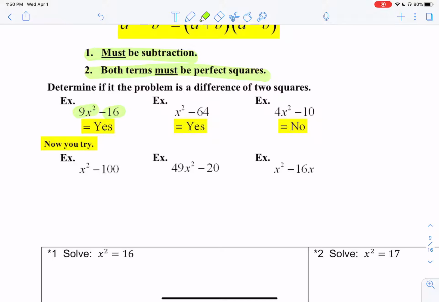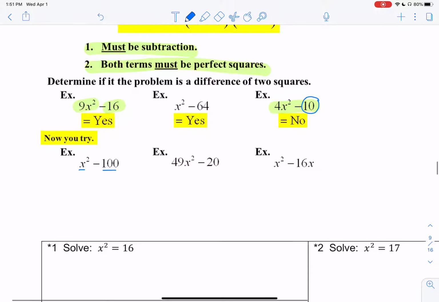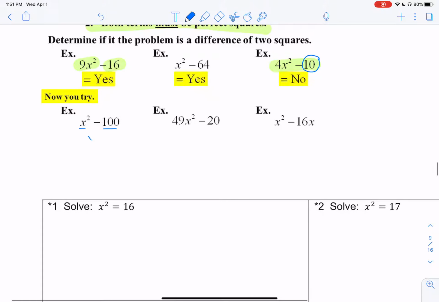So we need to check. This one did not work because the 10 is not a perfect square. Okay, we can't multiply the same number in order to get to 10. So now looking at the examples down below, we check to see, are they two terms being subtracted? Yes. Are they both perfect squares? Yes. So I'm going to write yes here for this example.